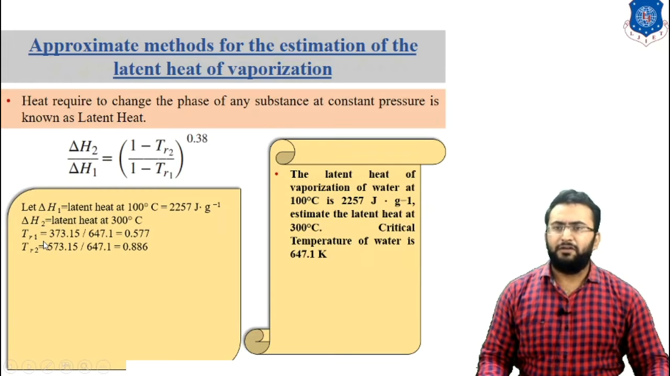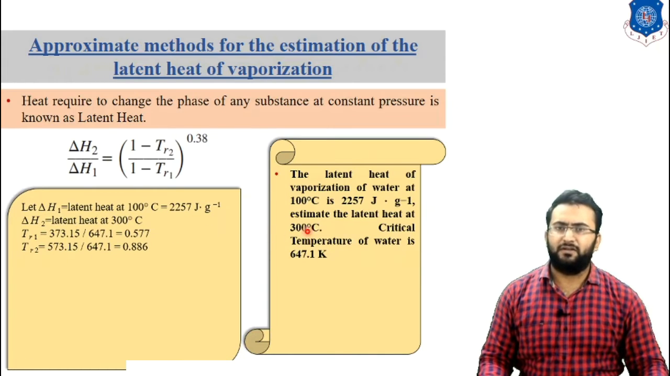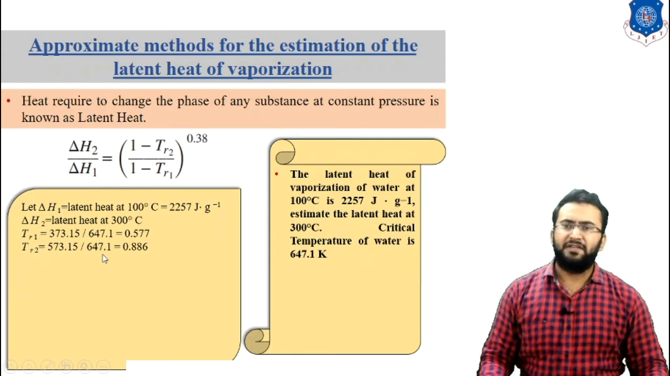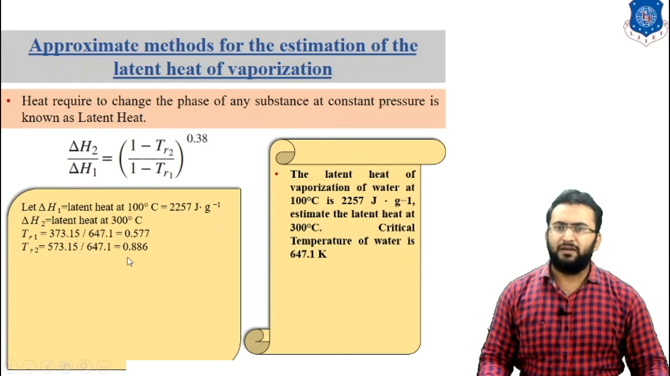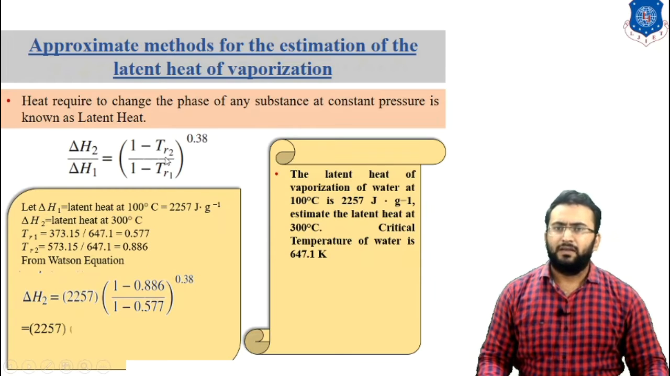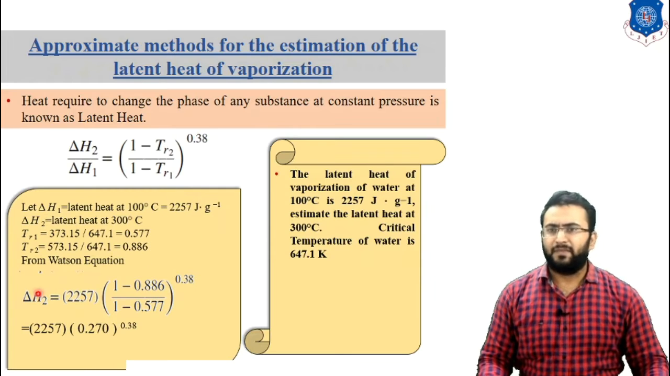Similarly, we can calculate the reduced temperature at 300 degrees Celsius. The reduced temperature is the actual temperature divided by the critical temperature. The actual temperature is 300 + 273.15 = 573.15, divided by the critical temperature of water, 647.1. Calculating this, we get 0.886. So using both values in this equation, we'll get the result.